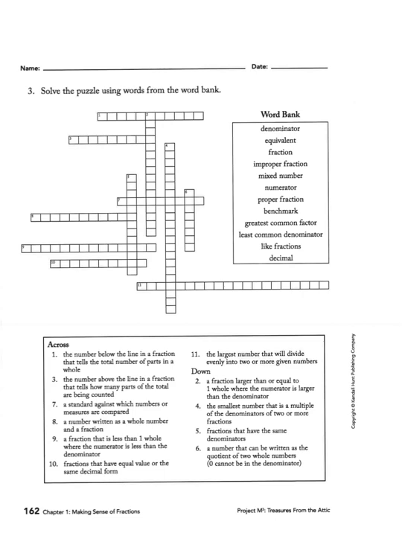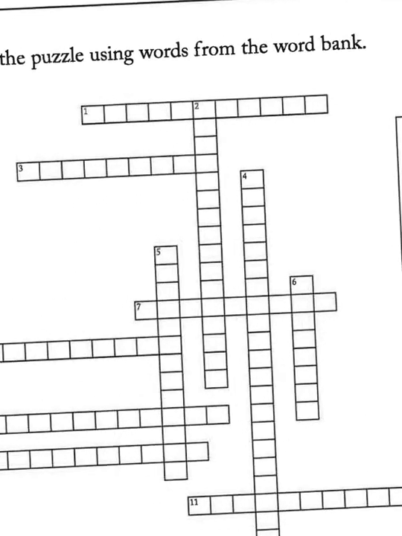So for example, for one across, the clue is the number below the line in a fraction that tells the total number of parts in a whole. So for this, we want to focus in on the idea, the number below the line in a fraction. Which number is below the line in a fraction? The bottom number. That's right, it's the denominator. So you would add the word denominator, which is here, to number one across, denominator.